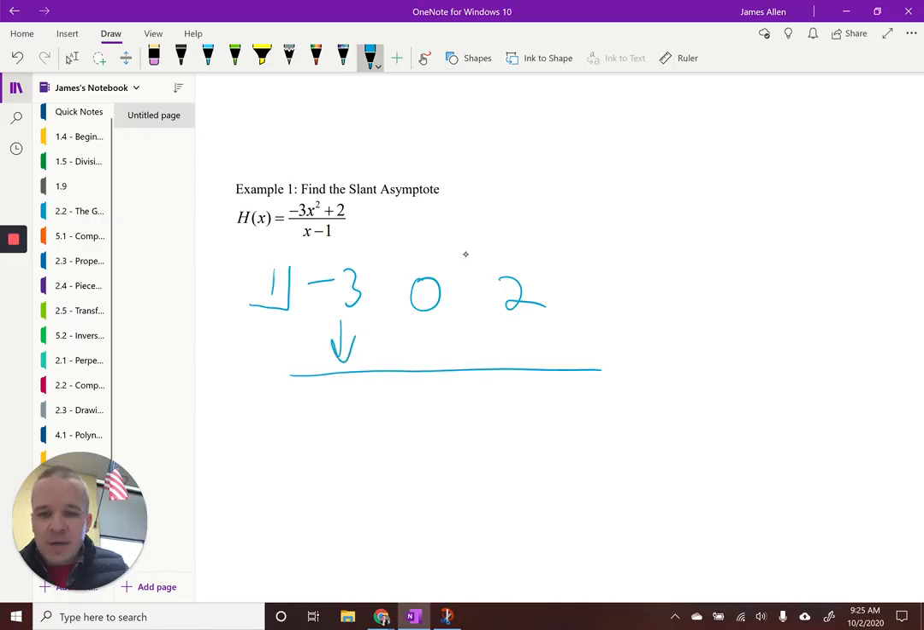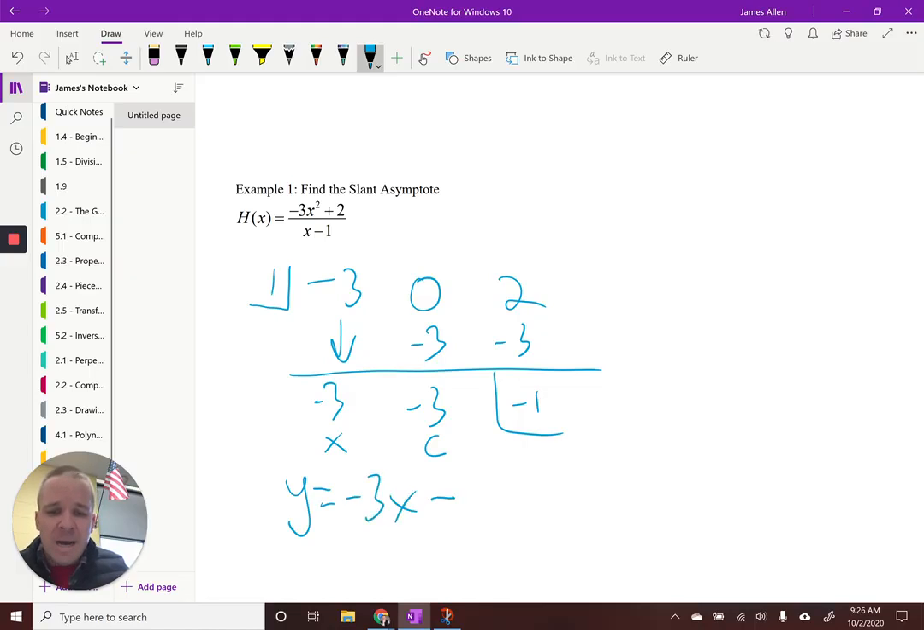Excellent. Drop down that negative 3. 1 times negative 3 is negative 3. Add them. 1 times negative 3 is negative 3. And I don't really care about that remainder. All I'm focused on is this is my constant, and this is my linear term. So I have the equation: negative 3x minus 3. That is the equation of my slant asymptote, my oblique asymptote.